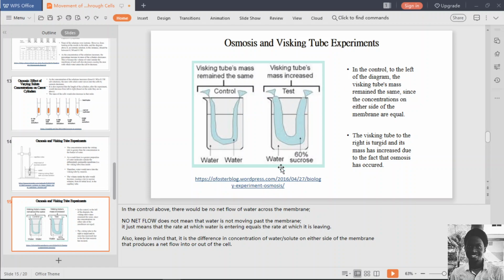However, here, where we actually had 60% sucrose on the inside and 0% sucrose on the outside, we have a gradient. So high solid concentration inside, low solid concentration outside, or high water concentration outside, low water concentration inside, water would always move in the direction where you have the higher percentage of solute. So water moved into the whisking tube bag, increasing the turgidity of the bag and increasing the mass of the whisking tube bag at the end of the experiment.